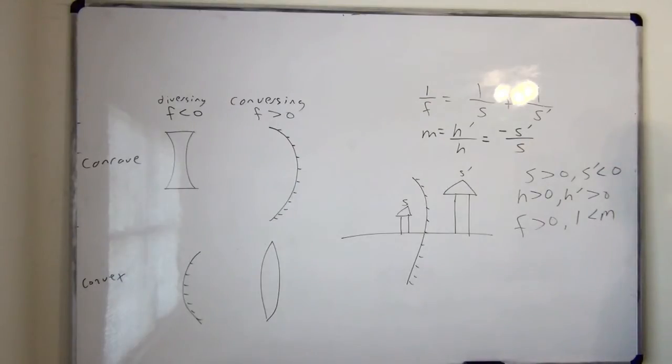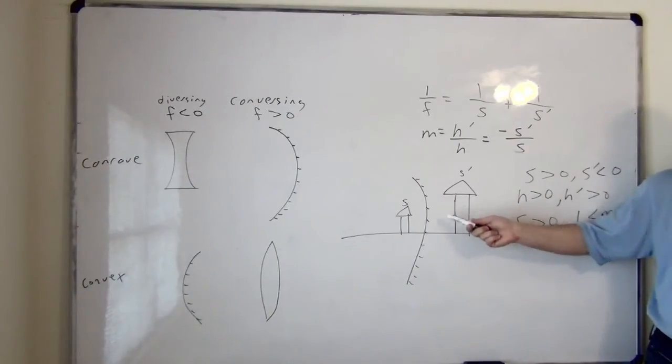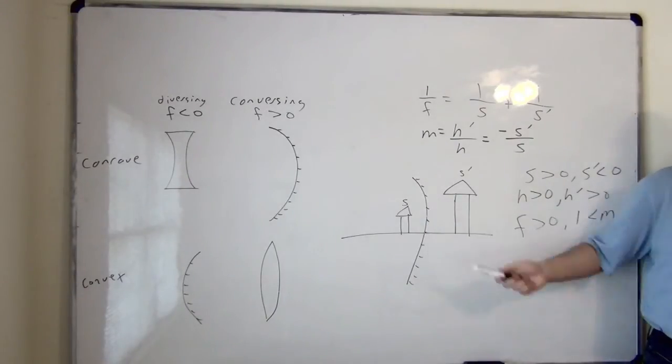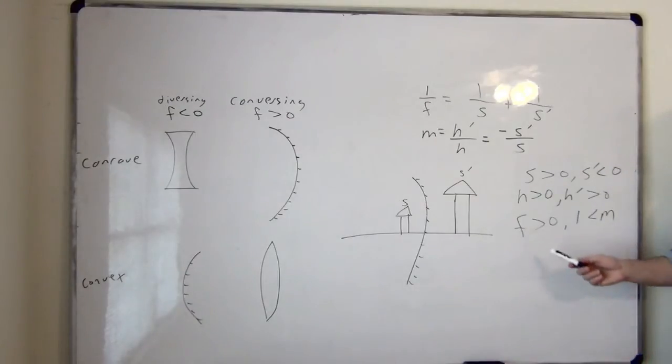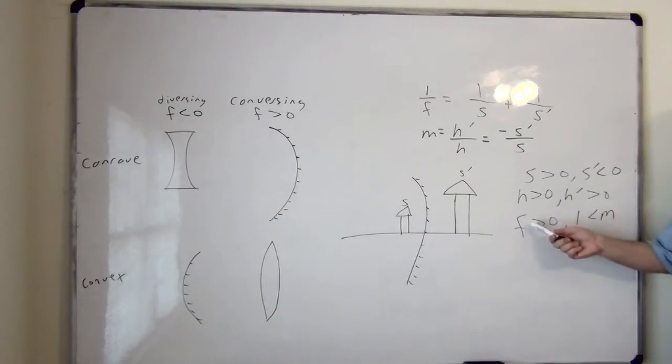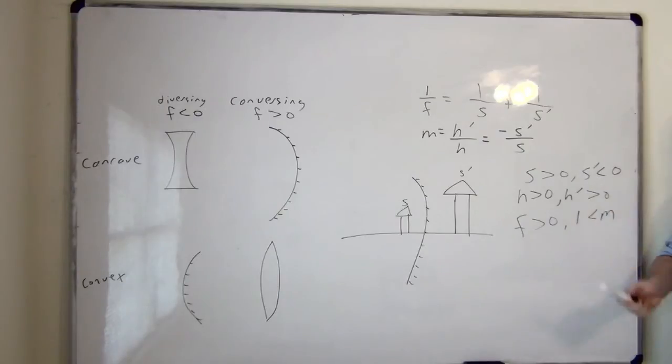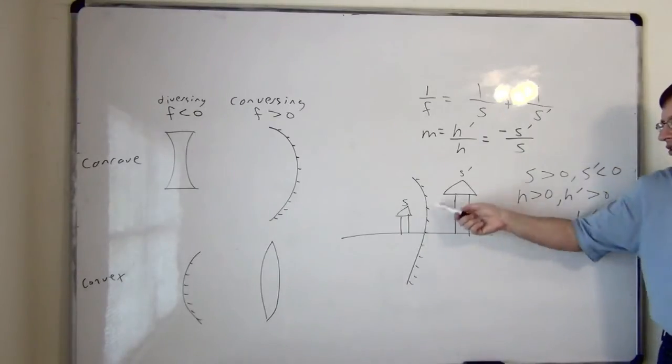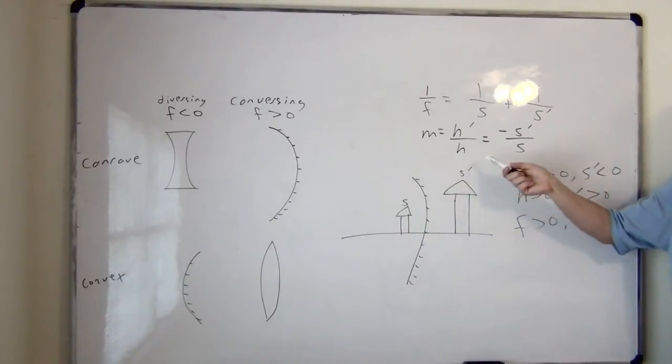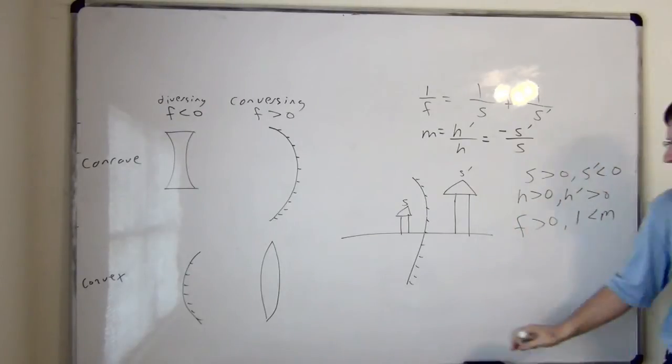Good. One big mistake I see people make here is a lot of the time I see people say, oh, this is a virtual image, so F is negative, because they confuse the image and the device. It's not F that's negative here, it's the image distance that's negative. Or sometimes people say, oh, this is converging, so S prime must be positive. But S prime is a property of the image, not the device. Good.